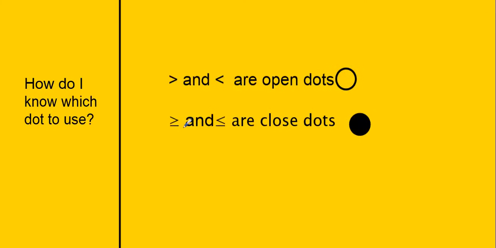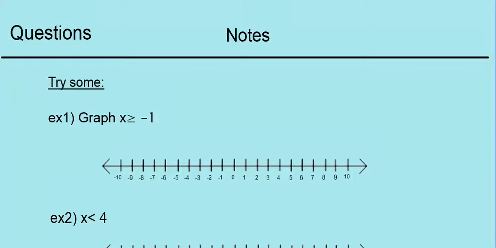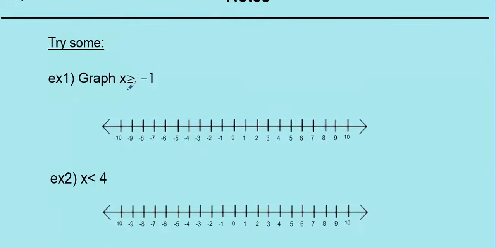As I mentioned before, if you see the equals part underneath, then you do want to use a closed dot to represent that as including that number. So for example here, all the numbers that are larger than or equal to -1. I'm going to go to -1, and I'm going to use a closed dot here to show I'm including -1. And then all the numbers bigger than that, so that way.